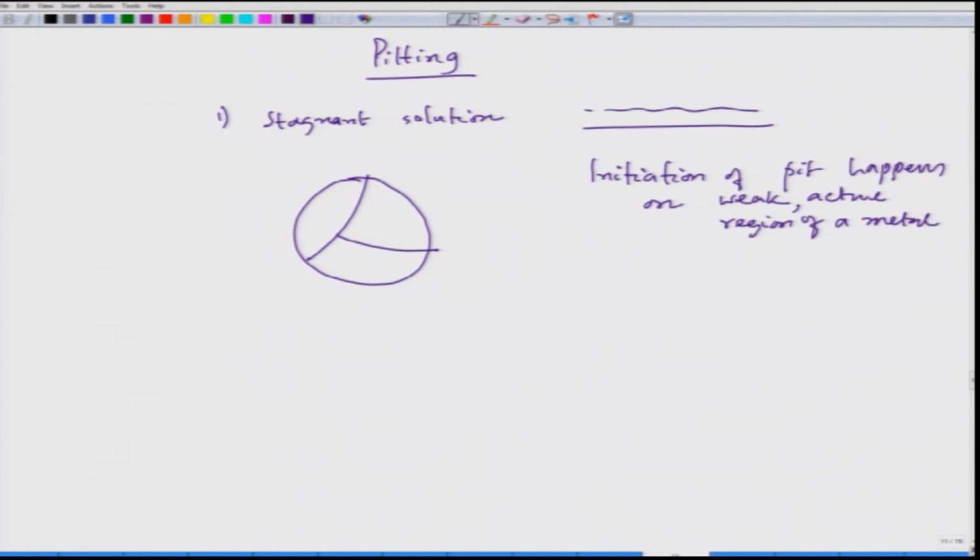Now, once a pit forms, let us say a small pit forms on the surface, if we see this cross section wise, let us say this pit forms as a small dot. But interestingly, this pit may not grow sideways, but pit growth can take place very rapidly if we see the depth wise, and this pitting can be so rapid that it can puncture a steel plate, and for that stagnant solution is one of the criteria.